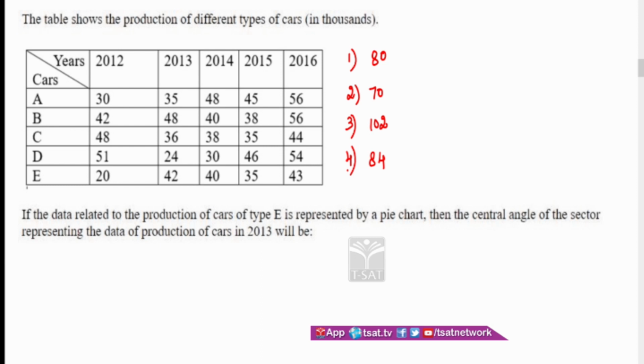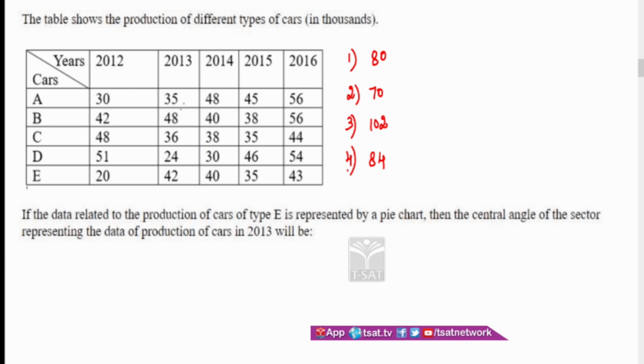If the data related to the production of cards of type E is represented by a pie chart, so the entire type E data is represented by a pie chart, so this is overall type E. If I represent it by a pie chart, then the central angle of the sector representing the data of production of cards in 2013 will be what angle?